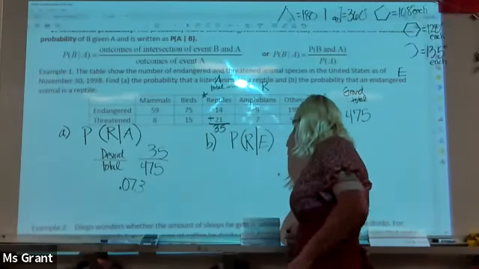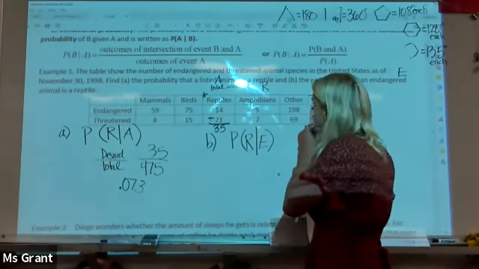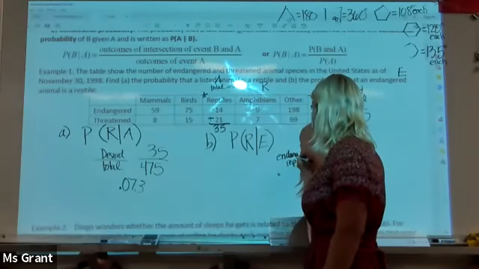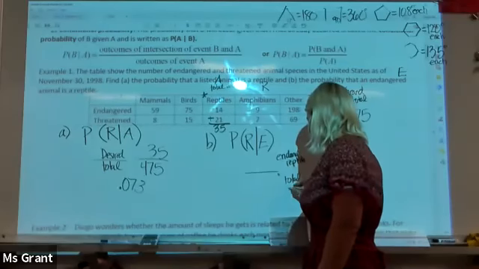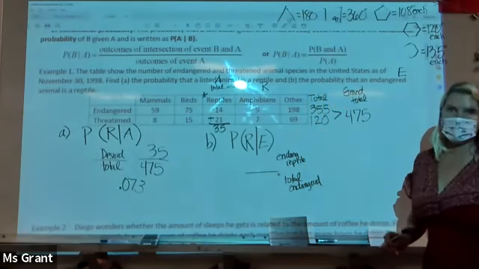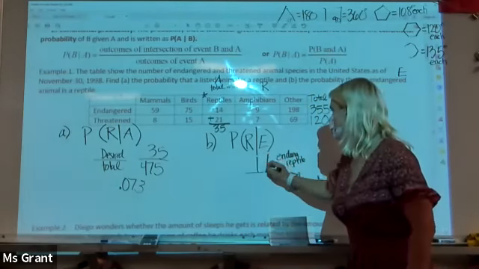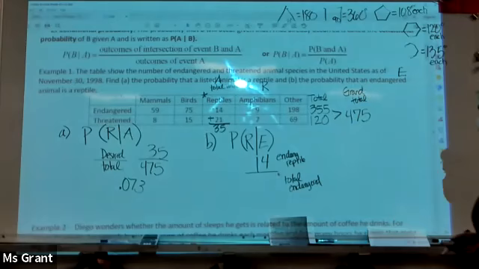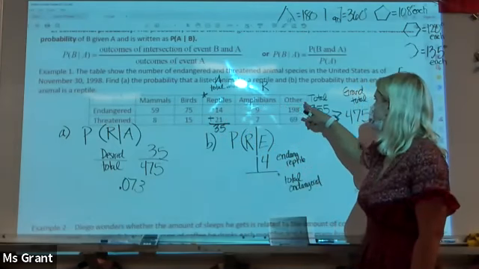So here's what I care about now. I want it to be endangered reptile. How many of those are there? That's my numerator. Just an endangered reptile is how many reptiles total? 14. Total endangered. Total endangered. 59, 75, 14, 9, 198.